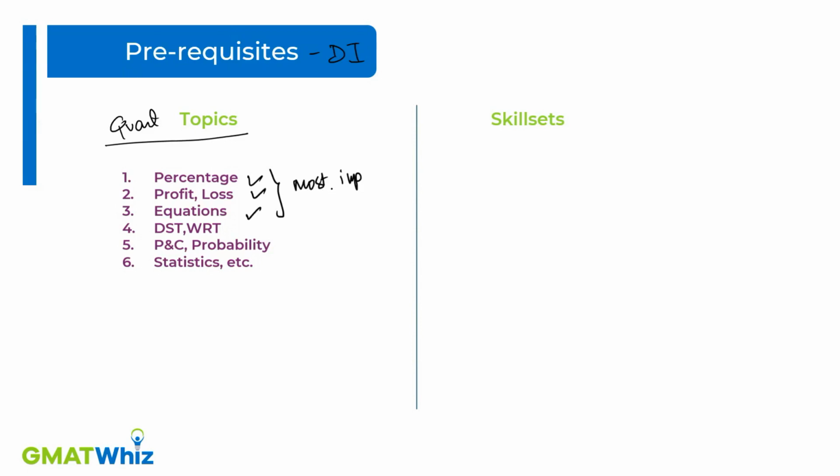And what skill sets will be required? Of course, you have to translate, because you need to form equations if needed. You have to be able to deduce from the data properly. So calculations, deduction, reading data, and obviously critical thinking. These are some of the very important skill sets one should have in their arsenal to be able to solve any DI question with 100% efficiency.